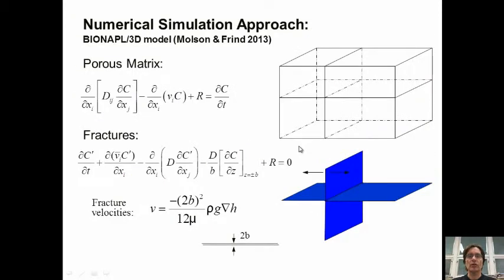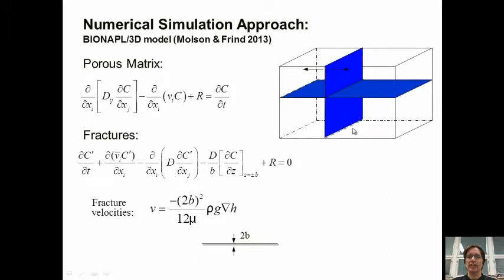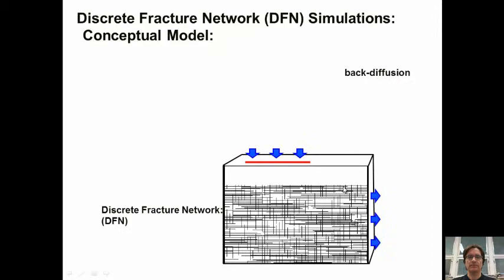So the numerical simulation approach, we'll be using the Bionapple 3D model as we did in previous cases. This is an example of a coupled model, again, with multiple components, but also multiple media. In fact, this is a porous media superimposed with discrete fractures. So we can simulate the groundwater flow and mass transport equations on this porous media mesh, and we can superimpose these planar fractures as well. The fracture velocities are given by the cubic law.